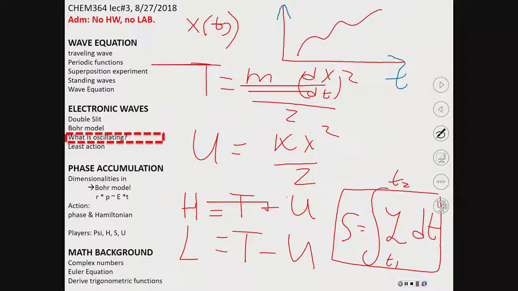You're wrong. Oh, RT. Great. Thank you. So kinetic means something is moving, so it depends on velocity. And the derivative of position over time is velocity. So velocity squared times mass is T, kinetic energy.